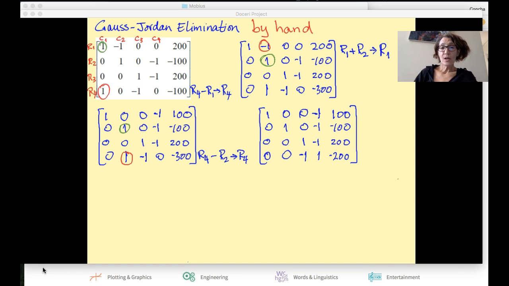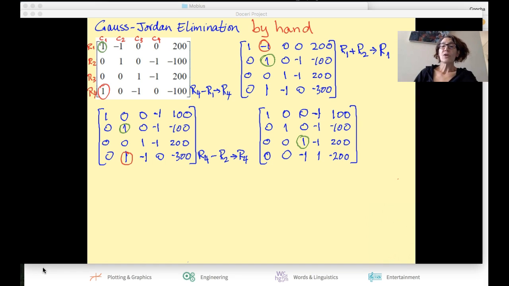So now the second row is good. That leading 1 in the second row is surrounded by zeros in that column. It's the only non-zero entry in the second column. So now we go down to row 3, move over 1 column. So we're now in row 3, column 3. And we see we have a leading 1 in the 3-3 entry, which is perfect.